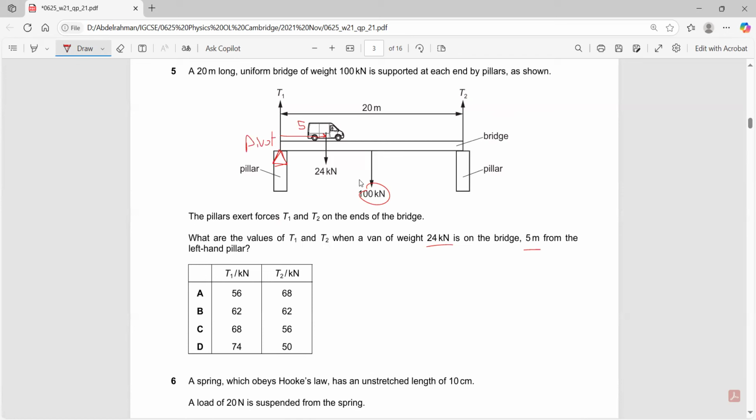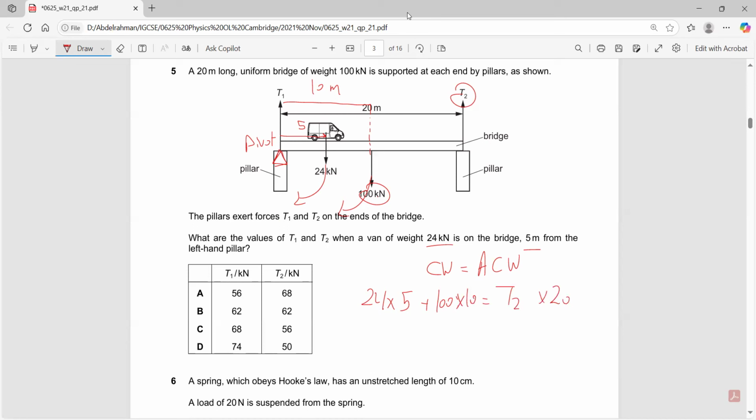Now, if T1 is the pivot, then the force times distance is 0, and therefore there is no moment due to T1. Now, is there a moment due to T2? Yes, the moment due to T2 would be T2 times the total distance, which is 20. Right? I need to say that clockwise moment equals anti-clockwise moment. You have the 24 and the 100 kilonewtons. These are clockwise moments, right? So 24 times the distance of 5, plus 100 times the distance of 10, because this is at the center of mass, so the distance is 10 meters, equals the anti-clockwise moment, which is T2 times 20.